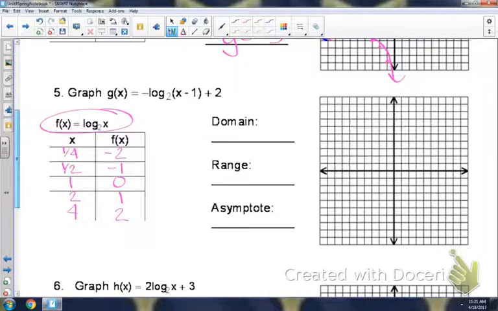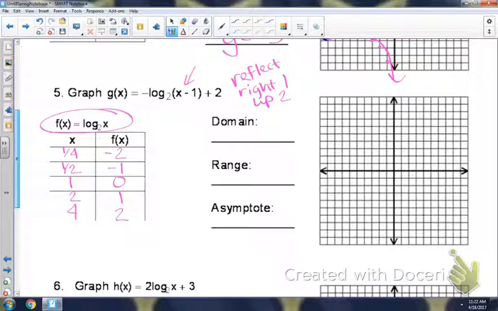Okay, let's write down our transformations. So the negative in front will reflect. Inside parentheses here, that's a horizontal shift. It says x minus 1, which means you're going to go to the right 1. And then the plus 2 on the outside means you're going to go up 2.